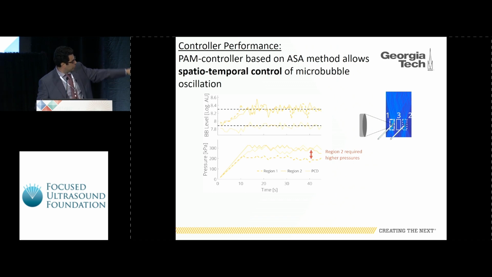And as you can see from the bottom left plot here, where it says region 1, region 1 is a region of the tube with vessels that is at the focal region of the focused ultrasound, and region 2 is at the periphery of the focused ultrasound.